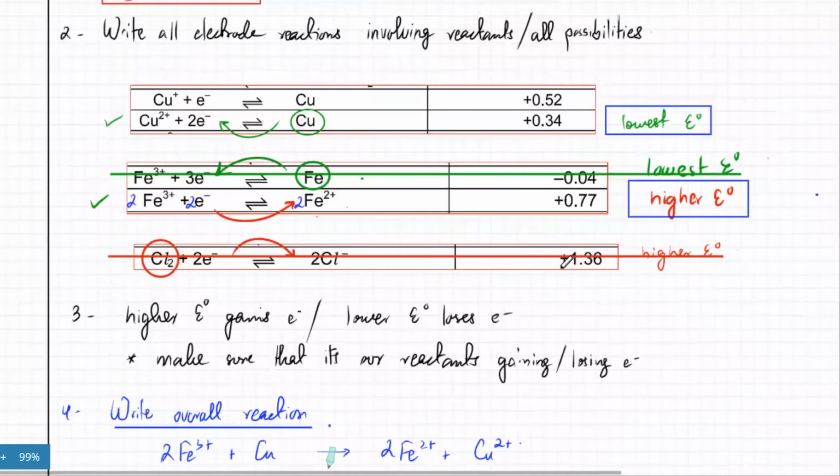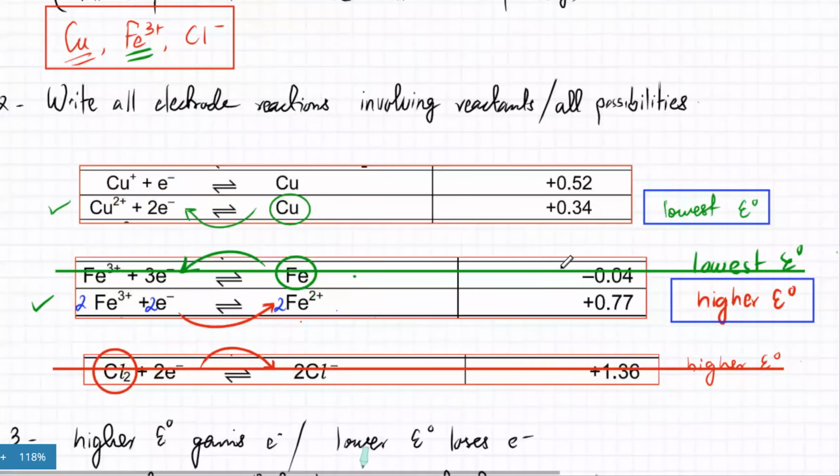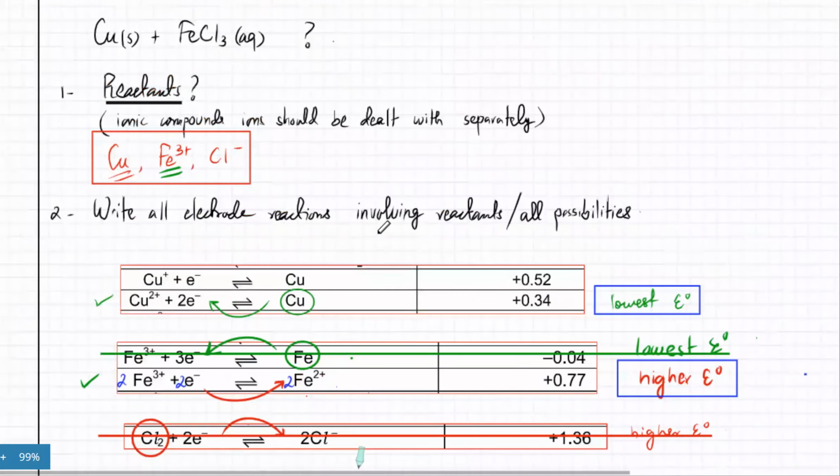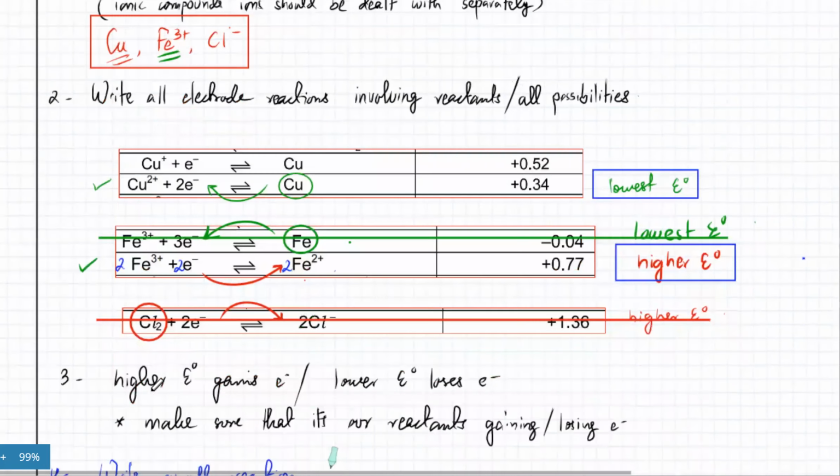So I'll just go over this once more. The first step was you had copper reacting with FeCl3, so I figured out what my reactants were. And I told you that ionic compounds must be treated as separate ions. So there was Fe3 plus, Cl minus 1, and copper. I wrote down all reactions because I didn't know what was going to happen. So I wrote down all the reactions that involved copper or Fe3 plus. Wherever I saw copper or Fe3 plus, I wrote those equations down, and Cl minus 1 as well.